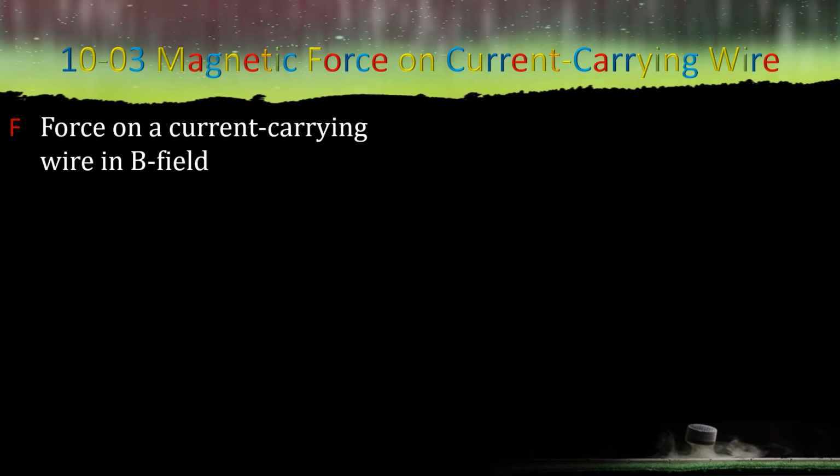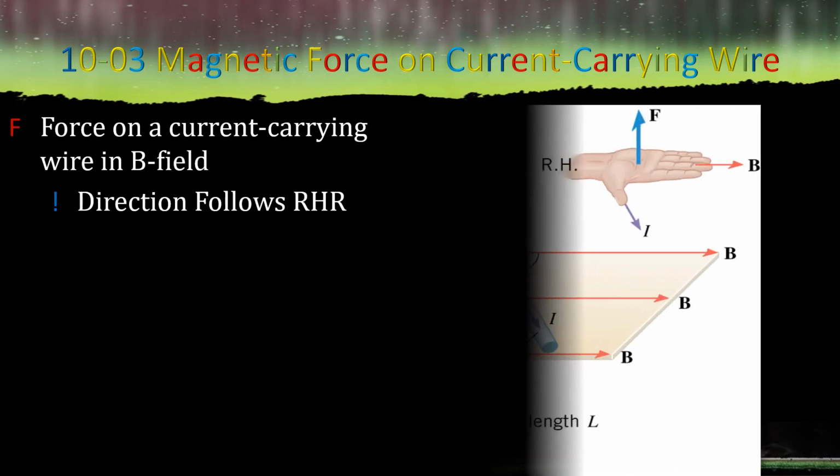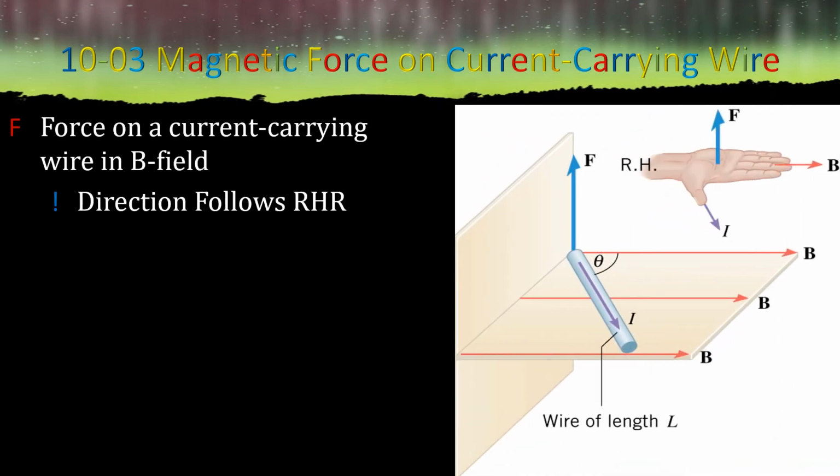Force on a current carrying wire in a magnetic field. Direction follows the right hand rule, just like the previous slide. When a current carrying conductor is in this direction, with the wire's length, the conductor's length, palm indicates the field, and the force will be in the upper direction.